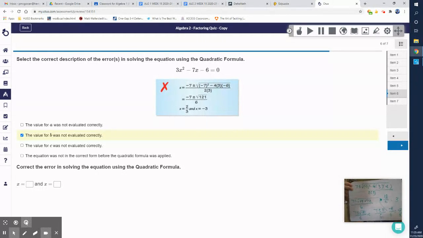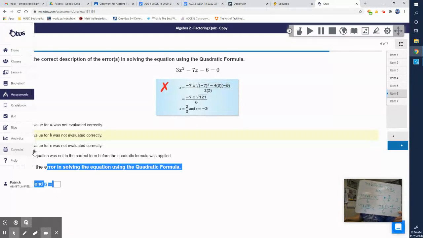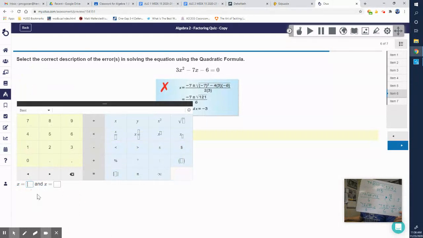Okay. So plugging it in correctly, we did the 7 squared, the negative 4 times 3 times negative 6, which got us to this point. Then we added 49 and 72, got us 121. Took the square root, gets us 11. Adding it makes 18. Subtracting it makes that negative 4. So we get our final two answers, 3 and negative 2/3.